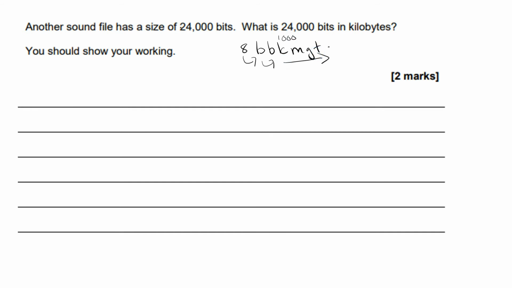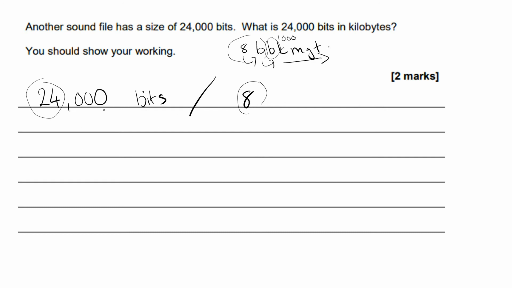So we've got 24,000 bits, and they need to be converted into kilobytes. So the bits first of all need to be converted into bytes. So if I take 24,000 bits, to convert that into bytes, we know that there's 8 bits in a byte, so we have to divide it by 8. And fortunately, you've been given fairly simple maths there, because 8 goes into 24 quite neatly. So we've got 8, 16, 24, so it goes in 3 times.